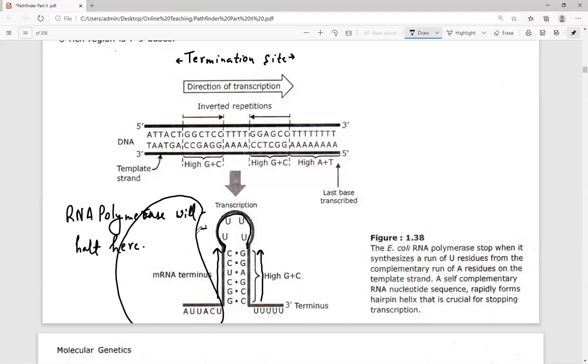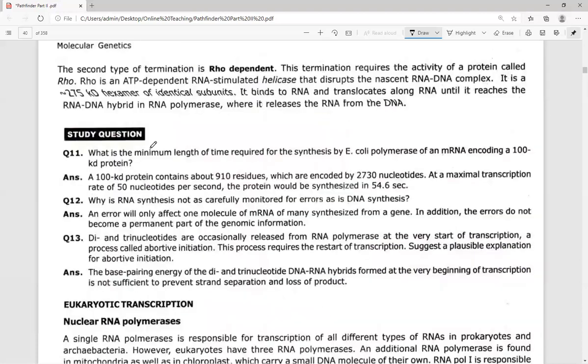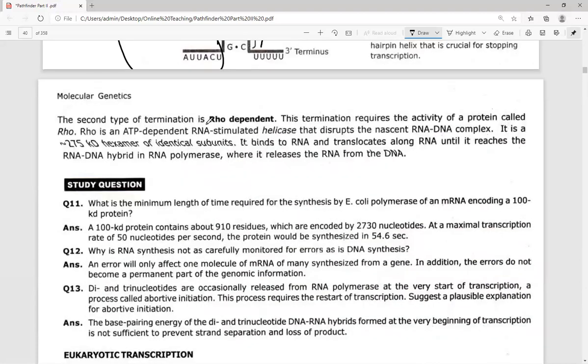When RNA polymerase is going to halt, it is going to be stopped. Next point: the second type of termination is rho dependent. Rho protein is actually an ATP dependent RNA-DNA helicase and has the ability to disrupt the RNA-DNA complex. It is a 275 kilodalton protein.